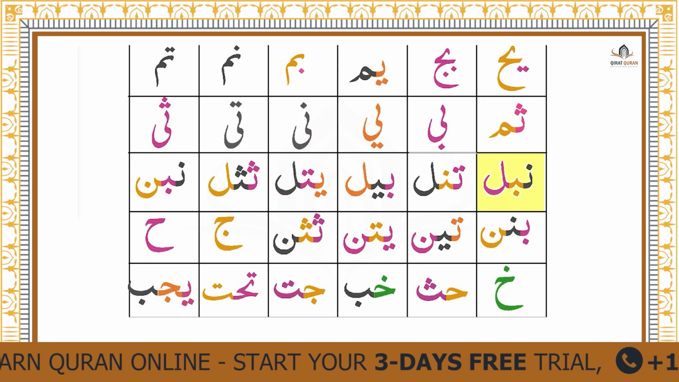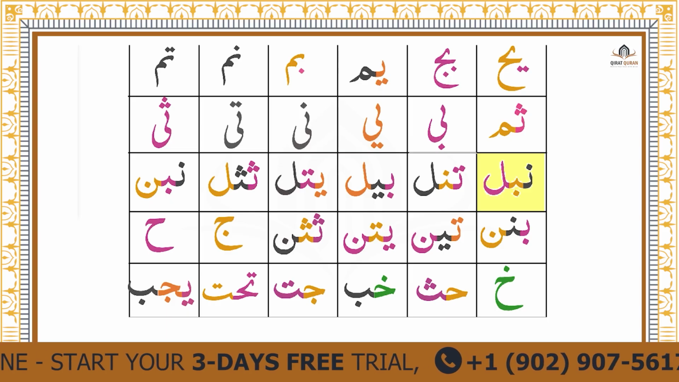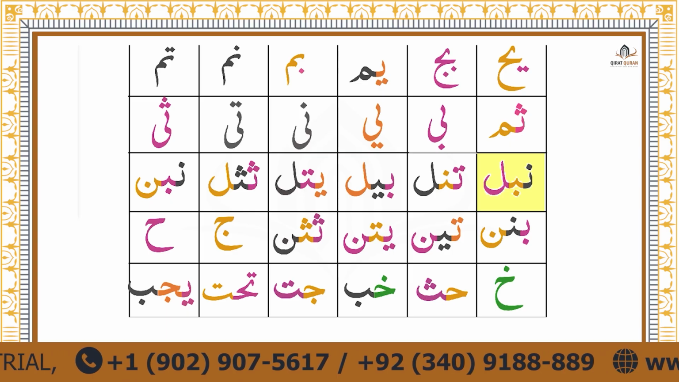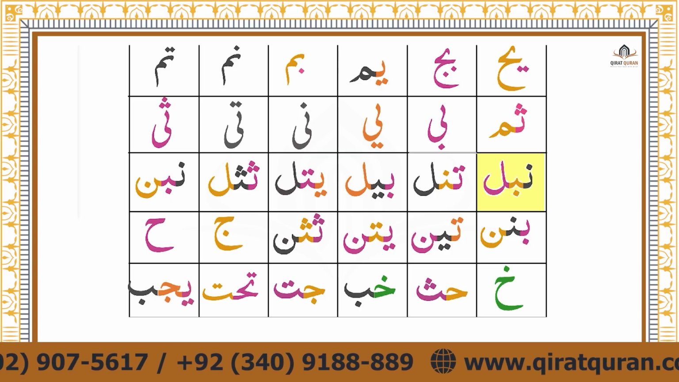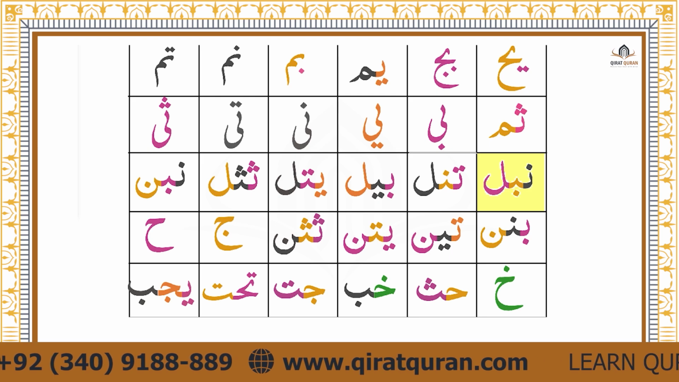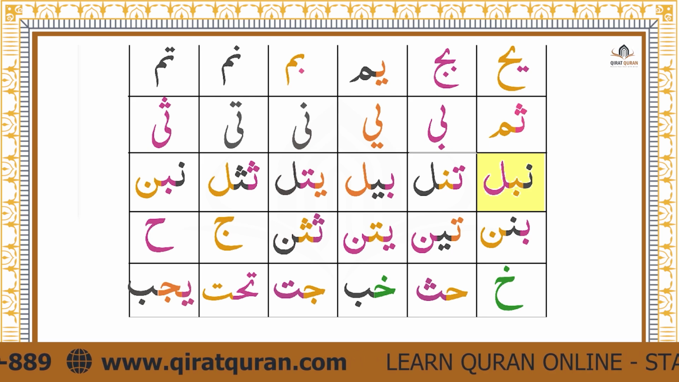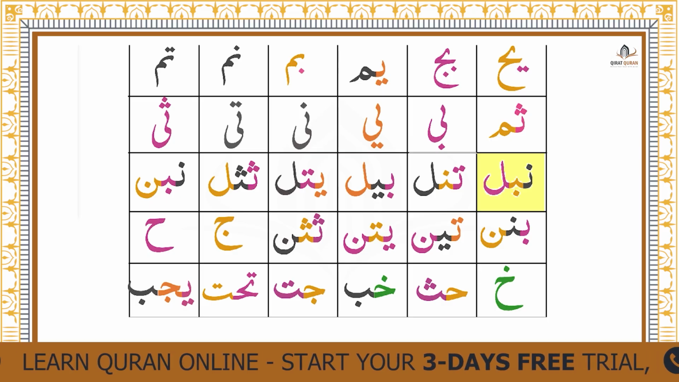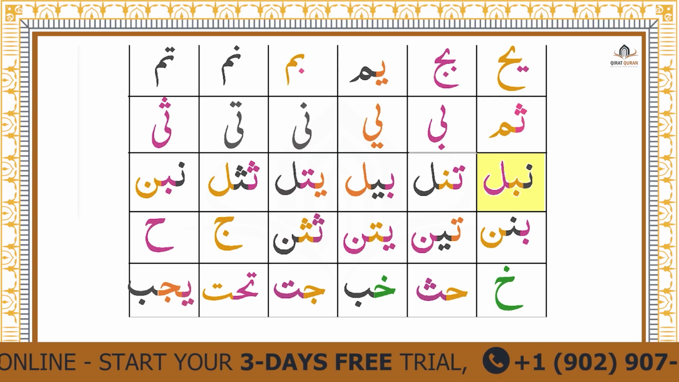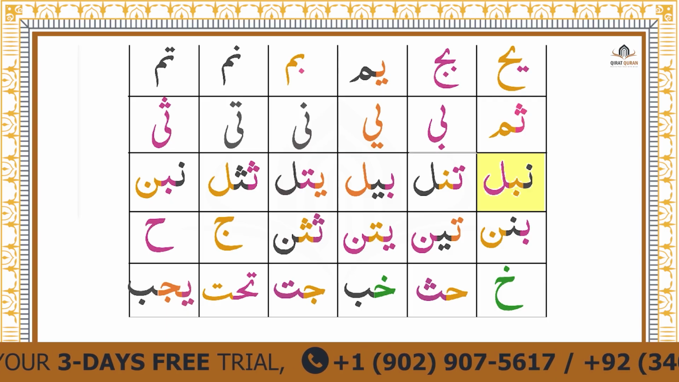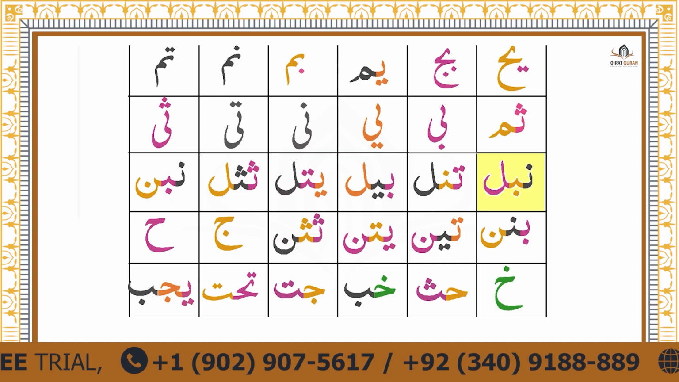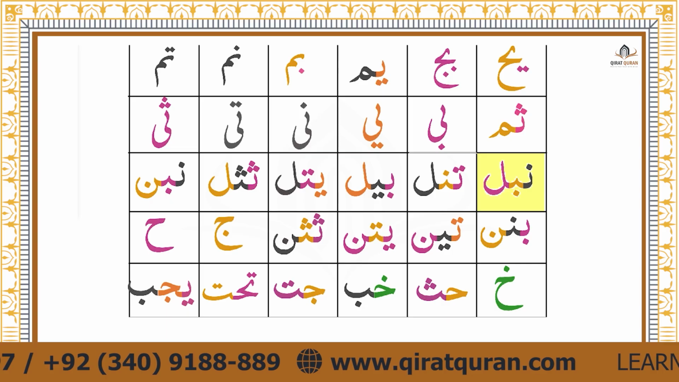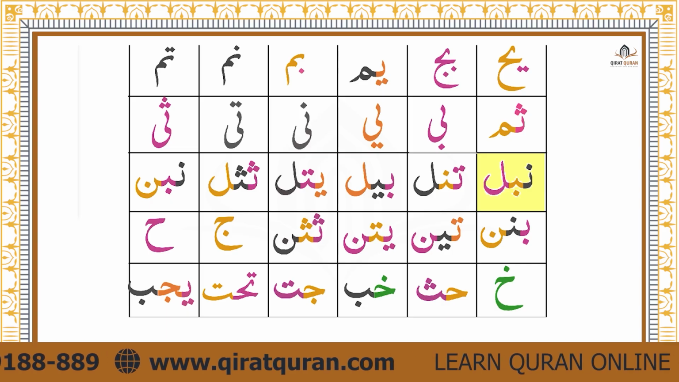Now we have three letters altogether. The first one is Noon, because it has one dot at the top, so it is Noon. Then the second one, it has one dot at the bottom, so it is Ba. And then the third one is Lam. Lam has its original shape here, so that's why it's easy to recognize Lam. So there are three letters. First one is Noon, second one is Ba, and the third one is Lam.